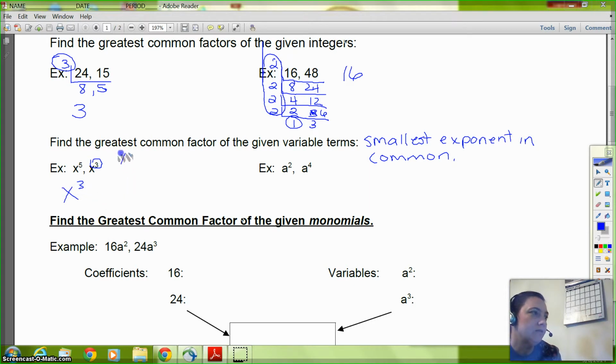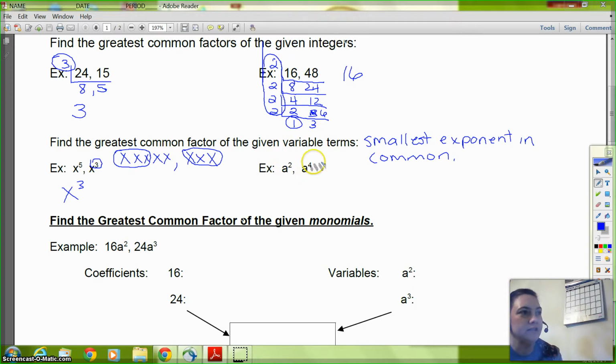Why? Well, I have 1, 2, 3, 4, 5 x's for x to the 5th, and I have 1, 2, 3 x's in x to the 3rd. Well, how many x's do they have in common? Well, this one has 3 x's, and this one has 3 x's. That's the most they have in common. So it ends up being the smallest exponent.